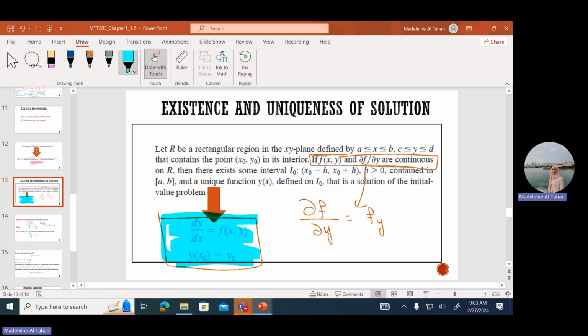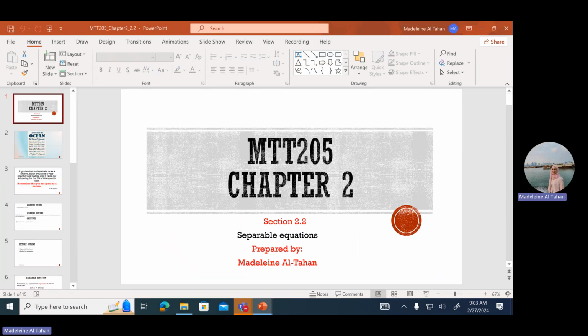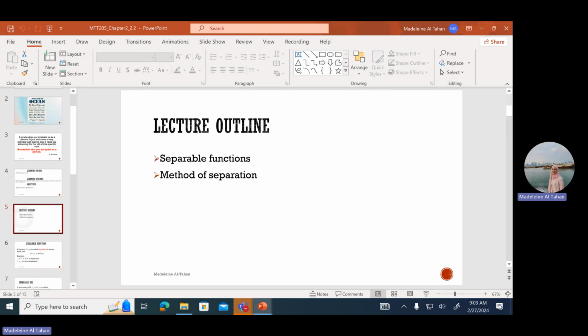Now, what we will do during today's lecture: first we will continue talking about this part. Then we will move from 1.2 to chapter 2. We will start by solving first order differential equations. The good thing about chapter 2 is that each section has a specific shape, and you will learn this shape and how to solve it. So we will talk about separable equations, the method of separation. If we have enough time, we'll talk about linear differential equations and how to solve them with constant coefficients.